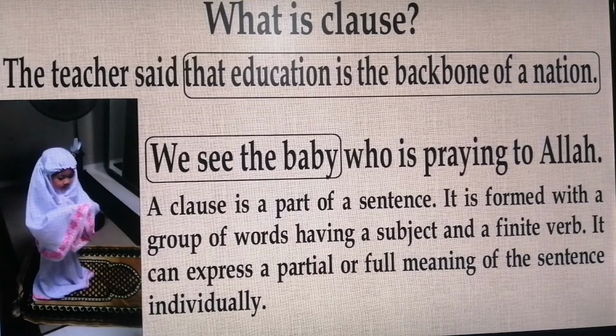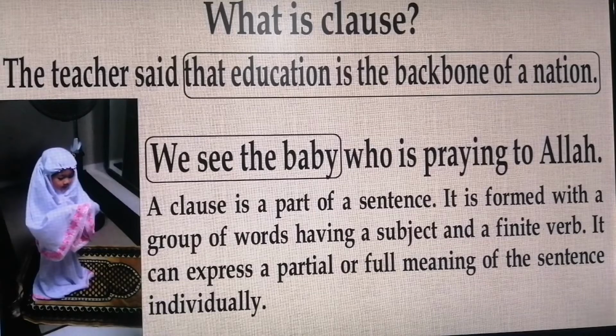Look at the part of these two sentences. The teacher said, it is one part. That education is the backbone of a nation. It is another part. In each part, there is a subject and a verb. In the first sentence, the teacher said. Here, the teacher is a subject, said is finite verb. Also, in another part, education is the backbone of a nation. Here, education is the subject of the sentence, and is the finite verb here.